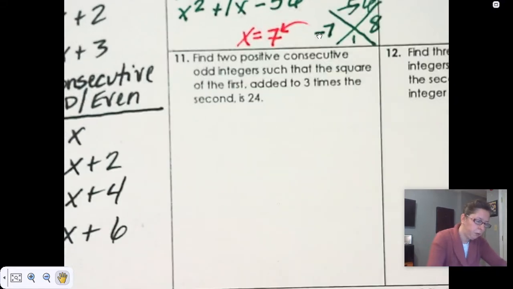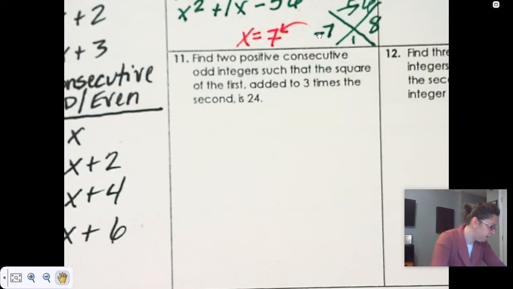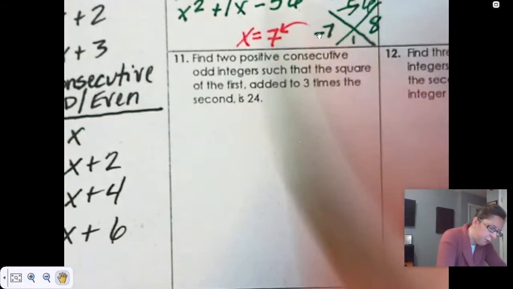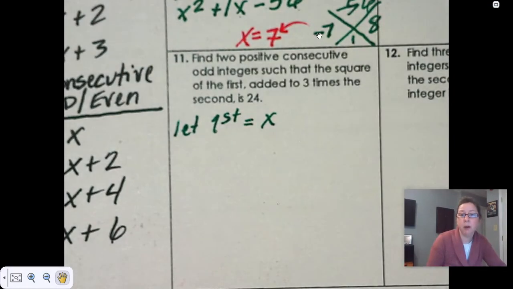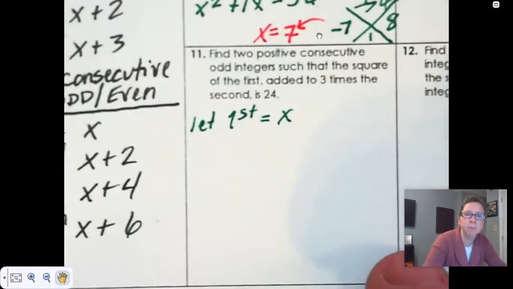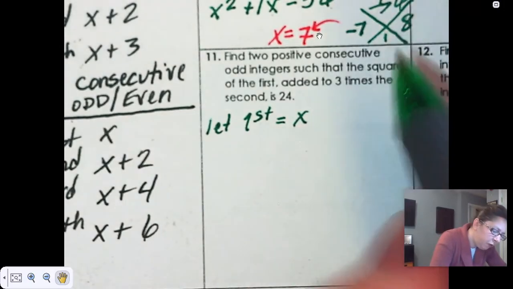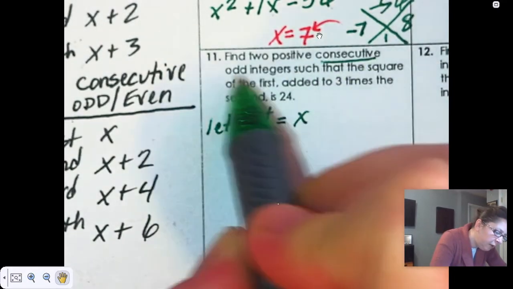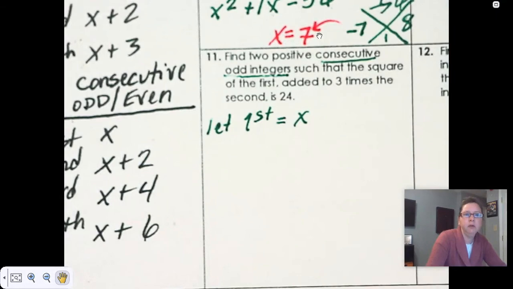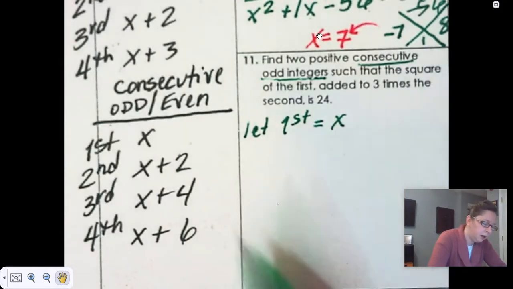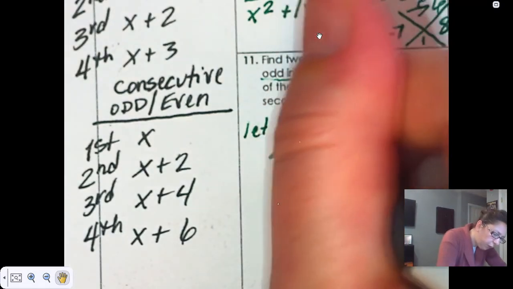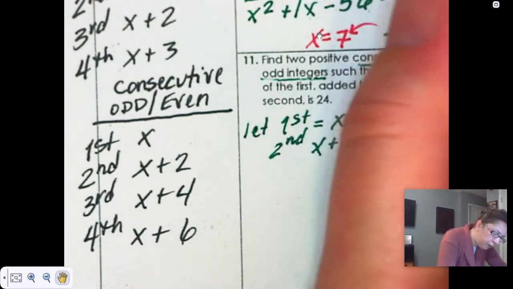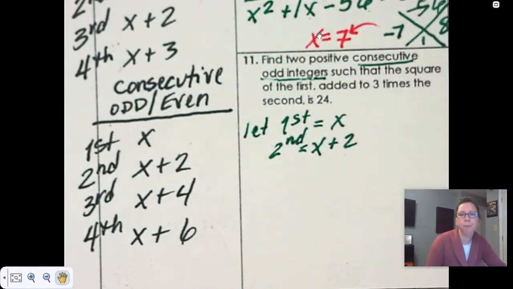Okay, so let's start by setting this up. Now my first number is going to equal x because your first number when you have problems like this always equals x. But now they want me to pay attention. Consecutive odd integers. So under my consecutive even and odd list, the next number would be x plus 2. So x plus 2. Okay?